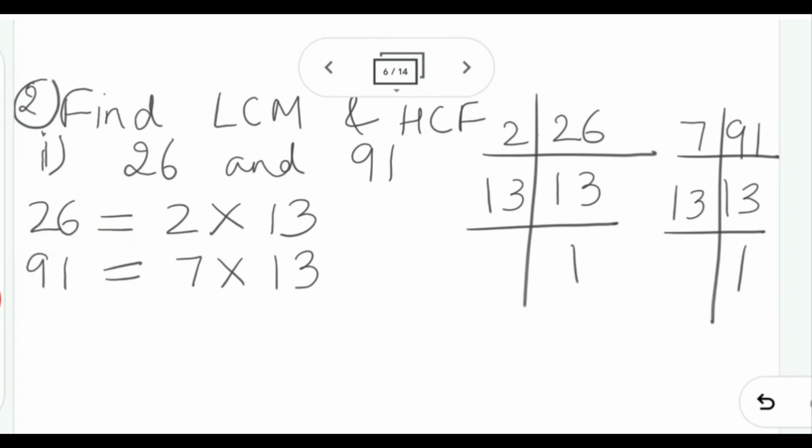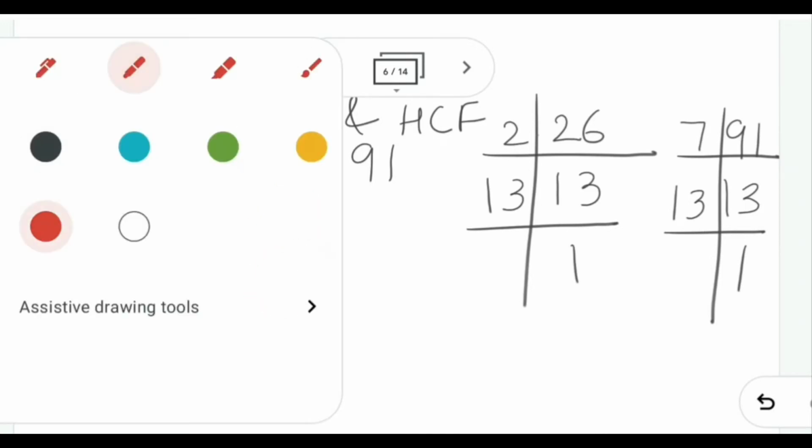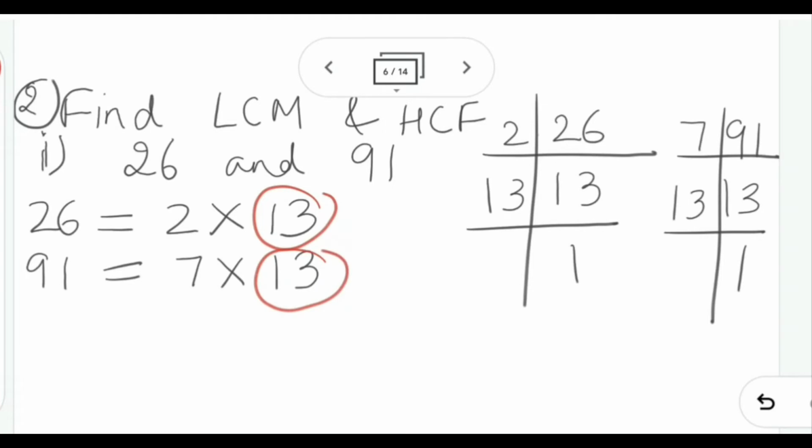We can see that 13 is appearing in both prime factorizations. So 13 is a common prime factor of these two numbers, and we can circle it. Whatever common factor we get, that is the HCF of the given numbers. Sometimes we may have more than one common factor, and then we include both. In this case, we have just 13 as a common factor, so we can write HCF is 13. You have to circle the common factor and that will be the HCF.